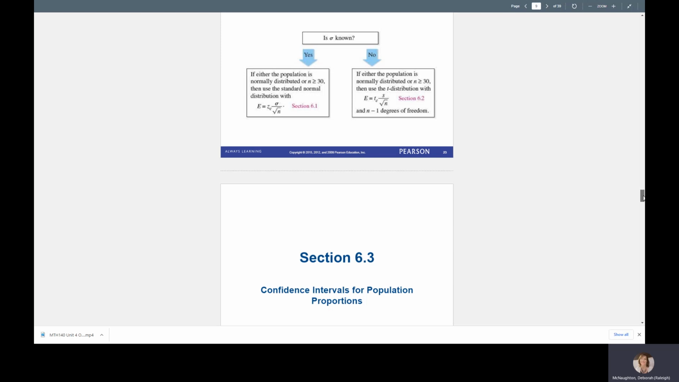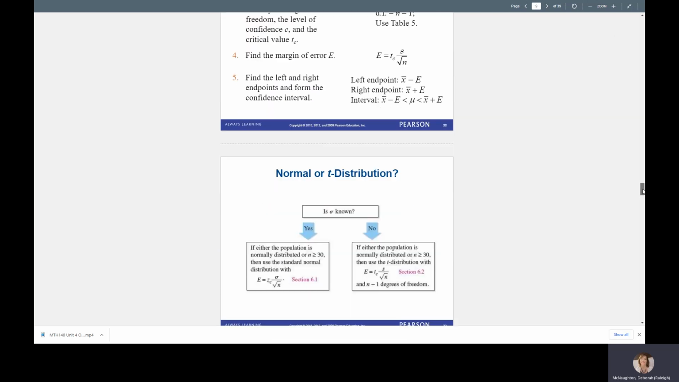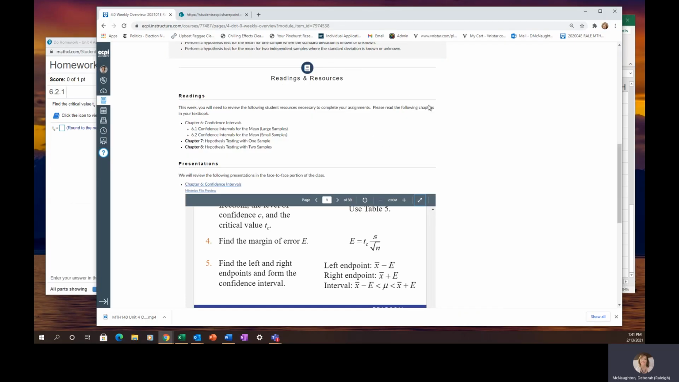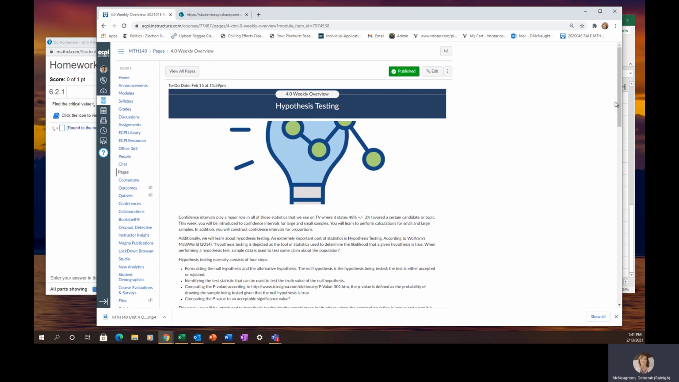Okay, and we actually don't cover confidence intervals for proportions in this class. So that's all we cover. So let's look at how we do this, and let's look at the homework for 6.2. So first of all, though, let me go to the textbook and show you where the table is.